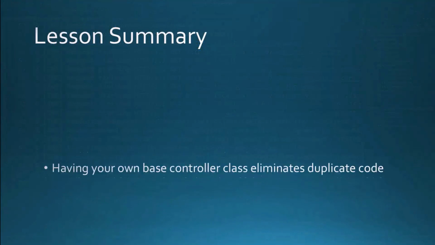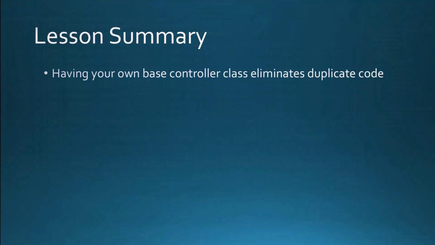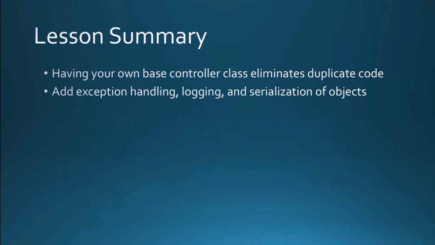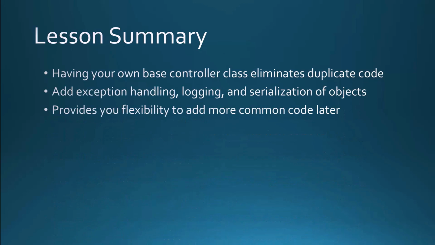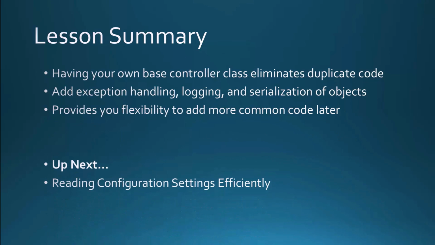In this lesson, we saw that having your own base controller class can help you eliminate duplicate code. We added exception handling, the logging, and the serialization of objects down in ours, but it gives you a lot of flexibility to add more common code later, and I'm sure we'll see a couple more things before this course is done. Coming up next, reading configuration settings efficiently.